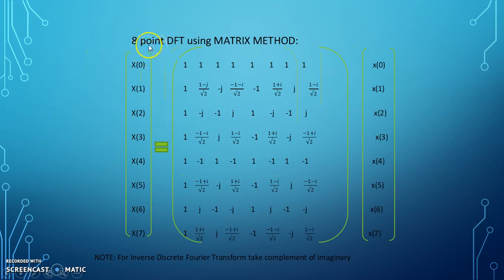The same is the case with the 8-point DFT using the matrix method. And you have to note one thing for it. For the inverse discrete Fourier transform, take the complement of the imaginary part.